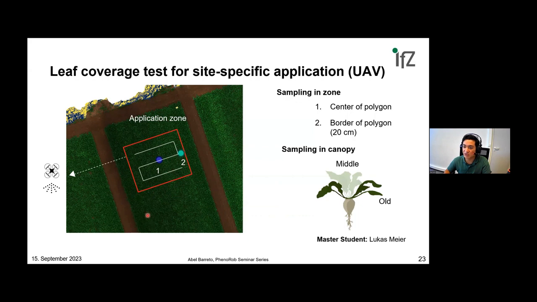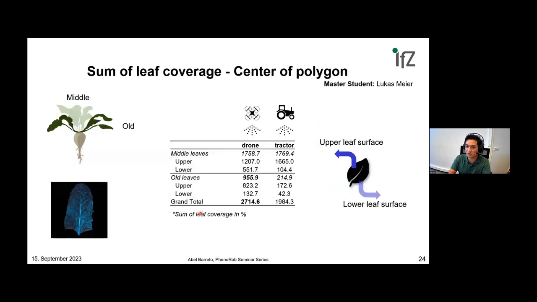Parallel to this, we apply the same area with the tractor, and we try to see some differences. We make a sample in 2 levels of the canopy, middle leaves and all leaves that are lying almost in the soil. And then we try to make a leaf coverage test. And here we have some results.